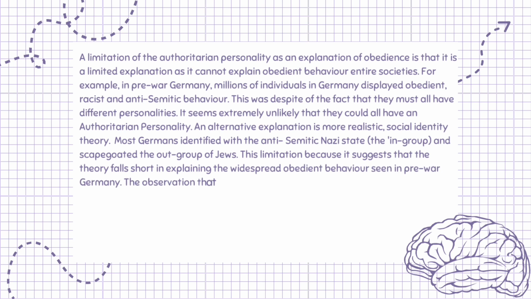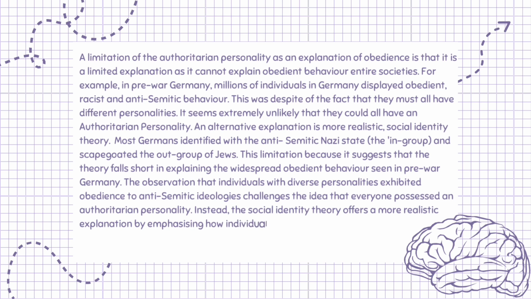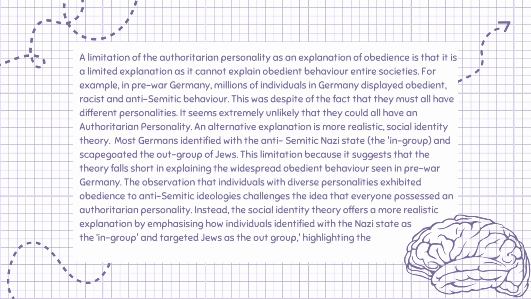This is a limitation because it suggests that the theory falls short in explaining the widespread obedient behavior seen in pre-war Germany. The observation that individuals with diverse personalities exhibited obedience to anti-Semitic ideologies challenges the idea that everyone possessed an authoritarian personality. Instead, social identity theory offers a more realistic explanation by emphasizing how individuals identified with the Nazi state as the in-group and targeted Jews as the out-group, highlighting the influence of social dynamics on behavior.